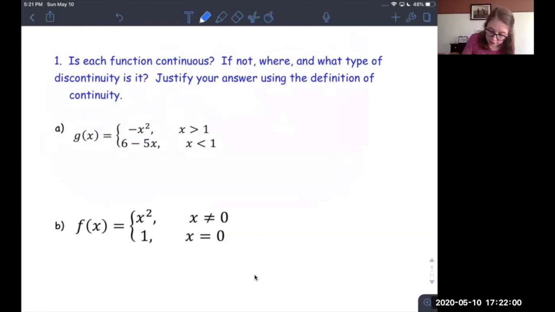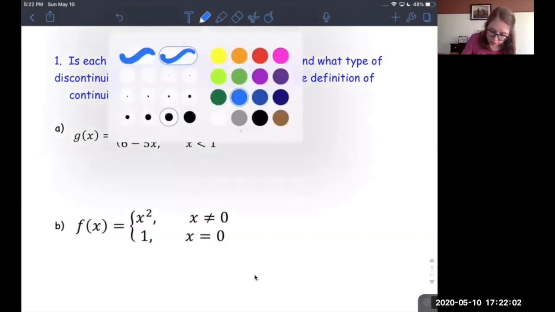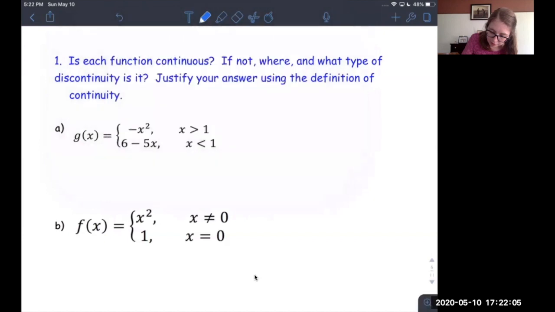And so to find my limit, that is way too big. Let me try that again. To find my limit as x approaches 1 from the right of g of x, I'm going to use my top function because that's where x is greater than 1. And that's going to be negative 1 squared, or negative 1.